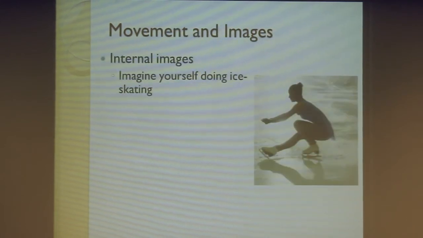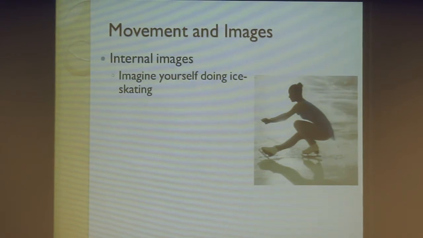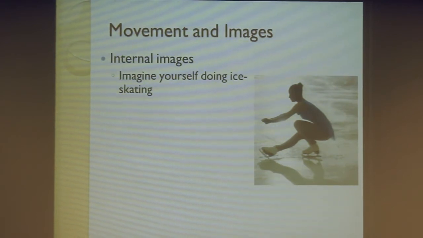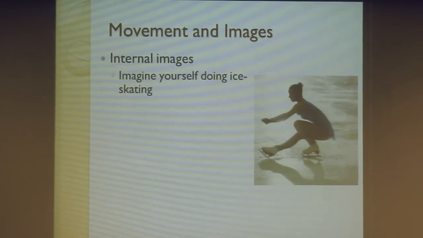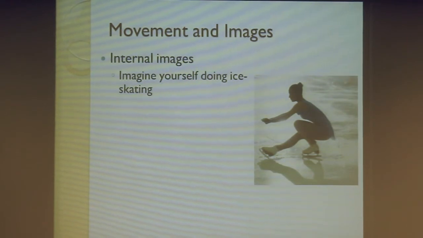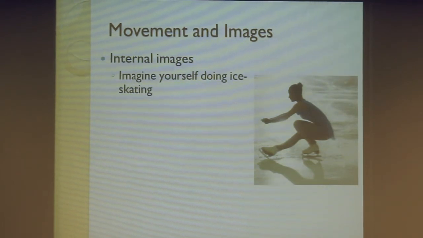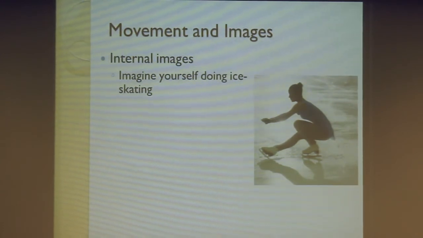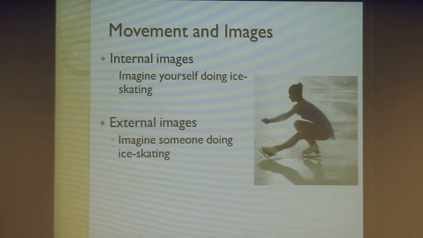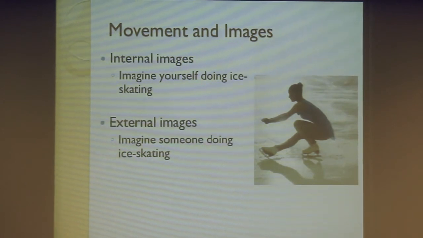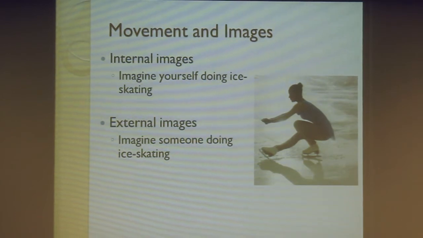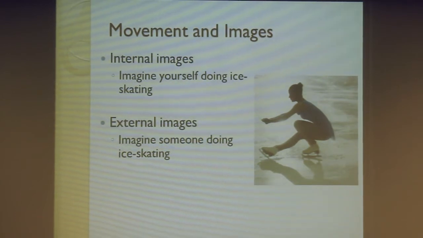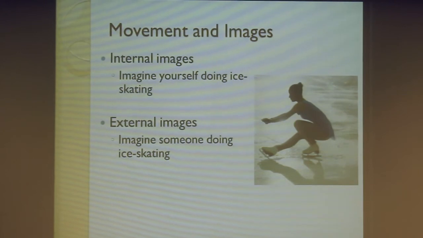Now, included in the work that you're going to be learning about is movement and images. Because when you imagine movement, your motor cortex is being stimulated. So if you get internal images, such as imagining yourself doing ice skating, you also get external images where you imagine somebody else doing ice skating. And they have very different effects on our bodies. If we are imagining that we are doing ice skating, it actually improves our ability to do it.